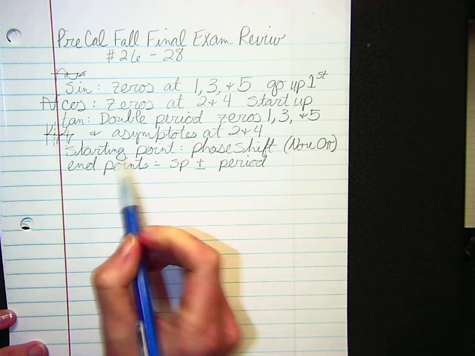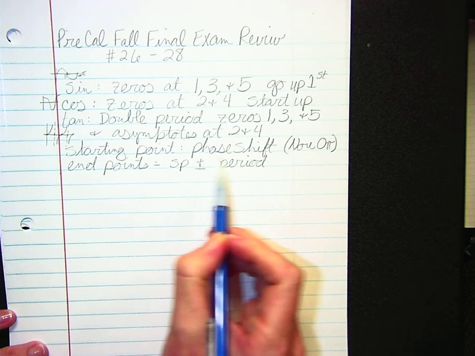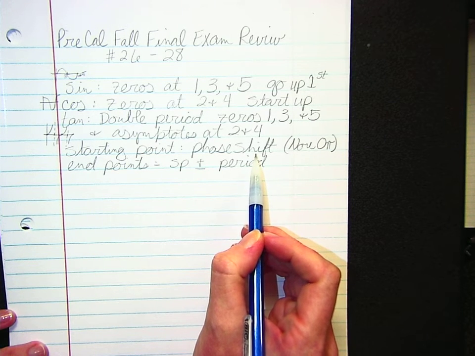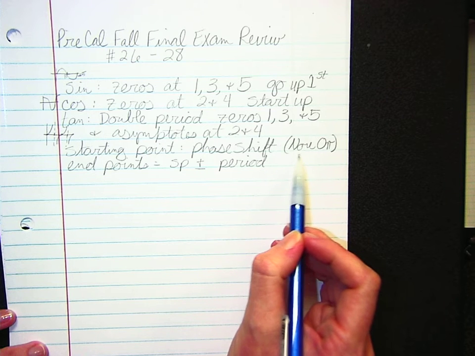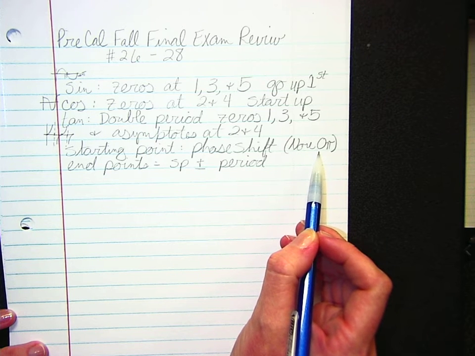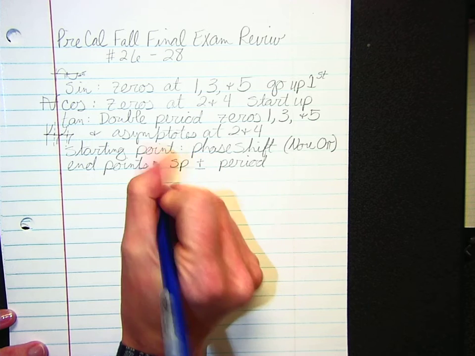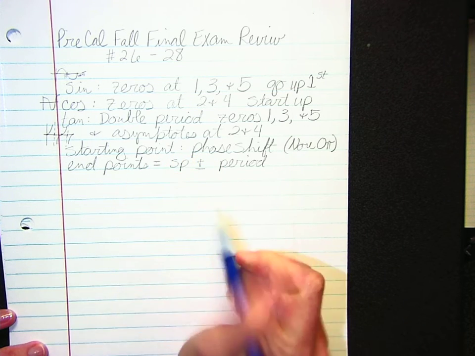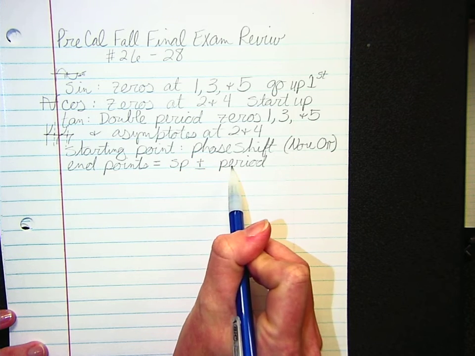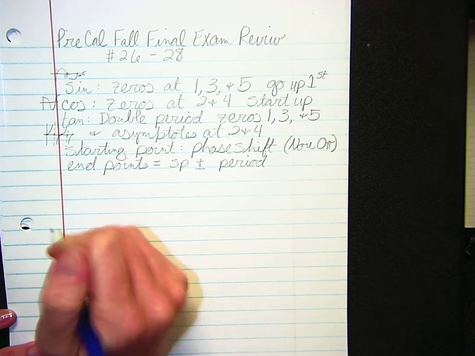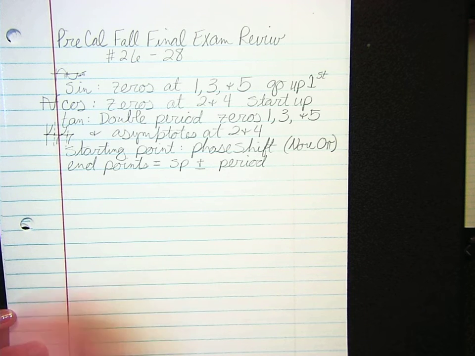All right, and then also let me remind you that our starting point is going to be the same thing as the phase shift. So if there's not a starting point, if there's none, then we're going to start at 0 pi. And then to find the two endpoints, I'm going to take that starting point, which was my phase shift, and I'm going to add the period to it, and I'm going to subtract the period from it. That'll give me an endpoint on each side.